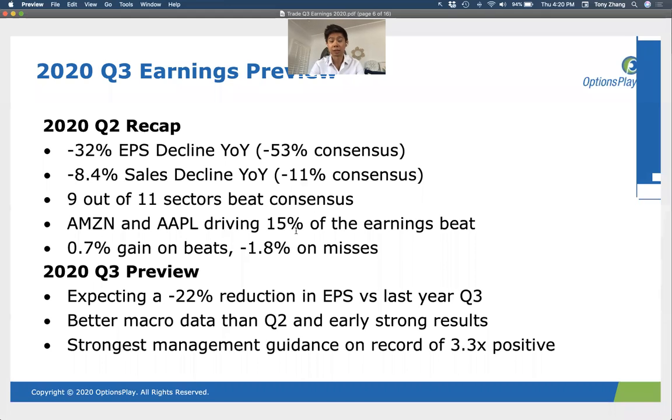Now, the one thing that did stand out from our perspective is that Q2 was driven a lot by a few big names that really lifted the earnings per share growth within the S&P 500. Amazon and Apple, the two stocks alone, accounted for 15% of the earnings beat. 15% of this increase above the 53% consensus came from just Apple and Amazon alone. So a lot of concentration from these two particular names.